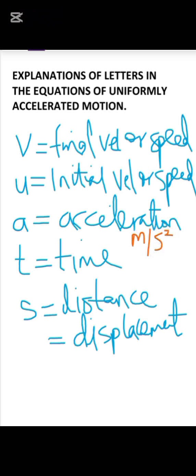Then speed, whether it is a final or initial speed, is measured in meters per second. Of course, time is measured in seconds. Then distance is measured in meters. All right? So these are the units of all the five letters we have in the equation. So by their units, you can always identify them.